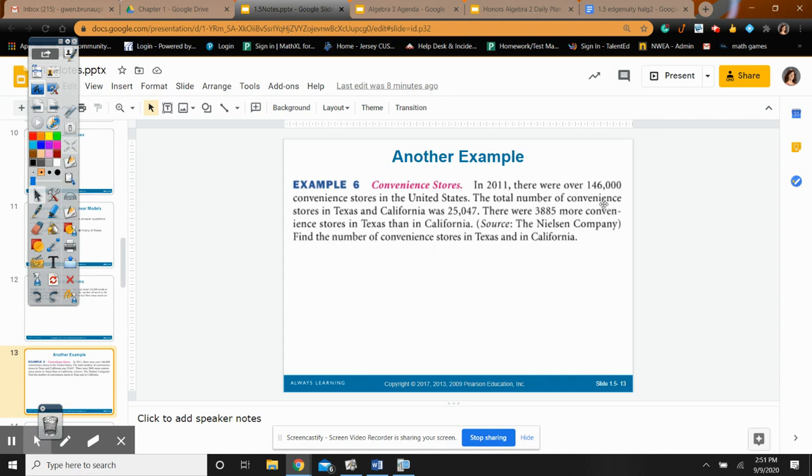In 2011, there were over 146,000 convenience stores in the U.S. The total number of convenience stores in Texas and California was this. So here's a fun fact. If you take Texas and you take California, you get 25,047. That's a fun fact. There were 3,885 more convenience stores in Texas than in California.